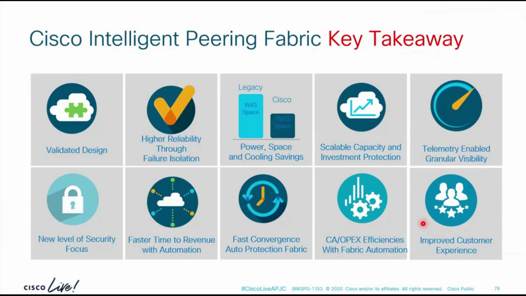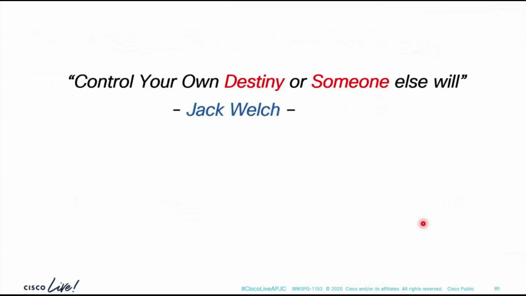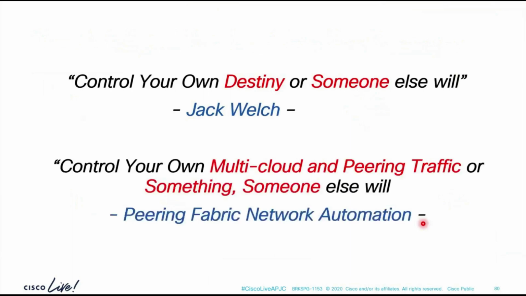So I'd like to record this quotation, I think. Very good. Control your own destiny or someone else will. In our case, control your own multi-cloud and peering traffic or someone else will. That's from the Peering Fabric Network Automation.